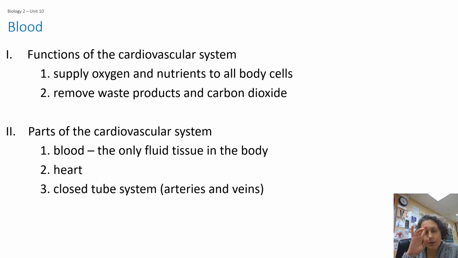Its job is to carry oxygen and nutrients to every living cell in your body and then pick up the waste products, the CO2, and get it back out somehow. And the big part of this is the blood because it is the actual carrier. It's the only fluid tissue that's in your body. It has all kinds of different parts to it, which we'll talk about. But it is pumped by the heart, which again we'll go into much more detail on, and then contained within a closed tube system, which are the arteries and the veins.